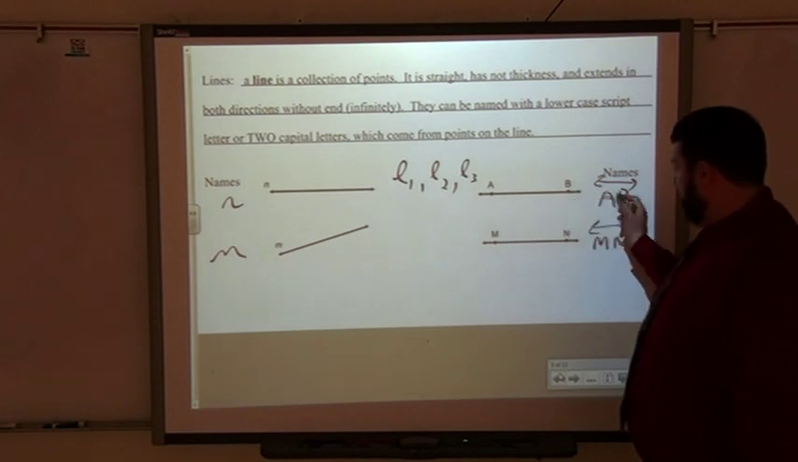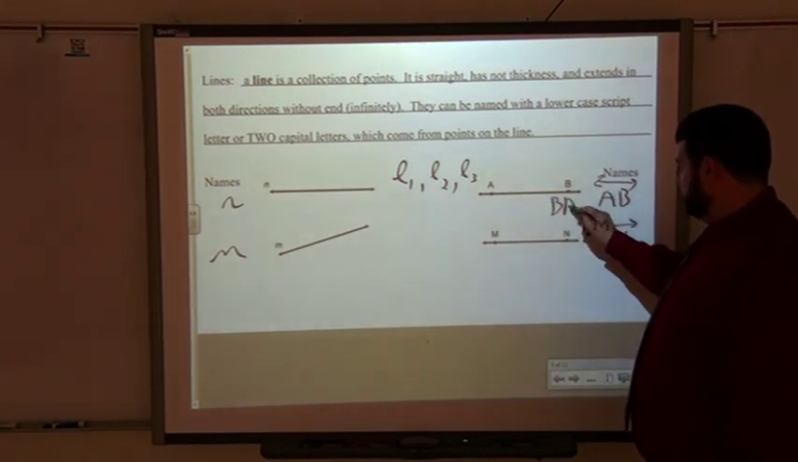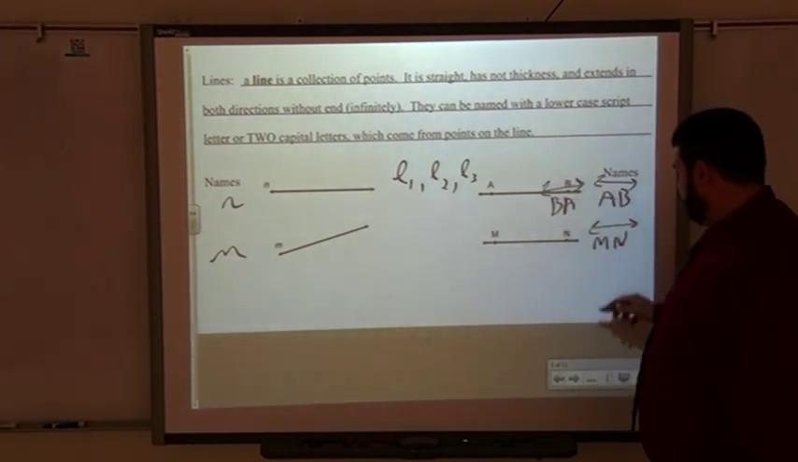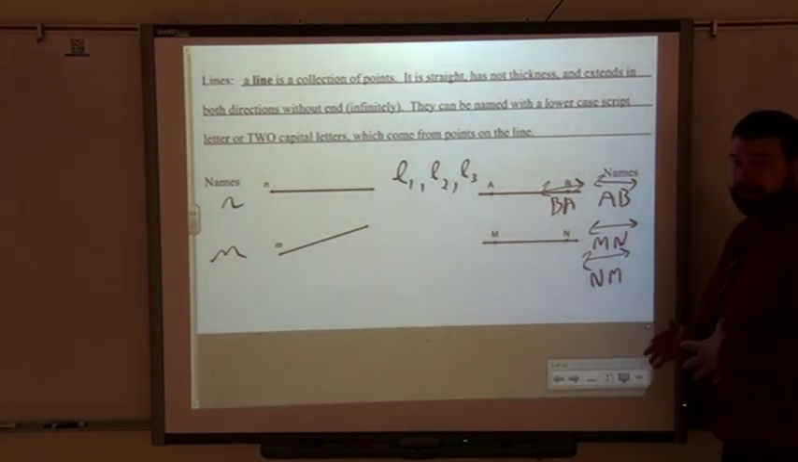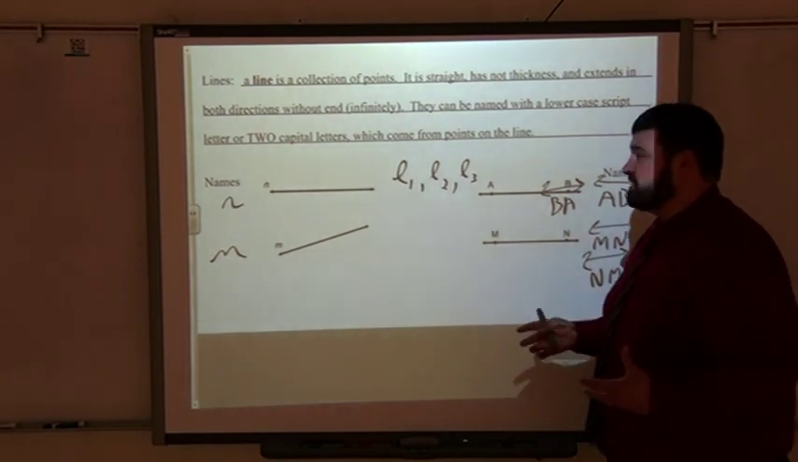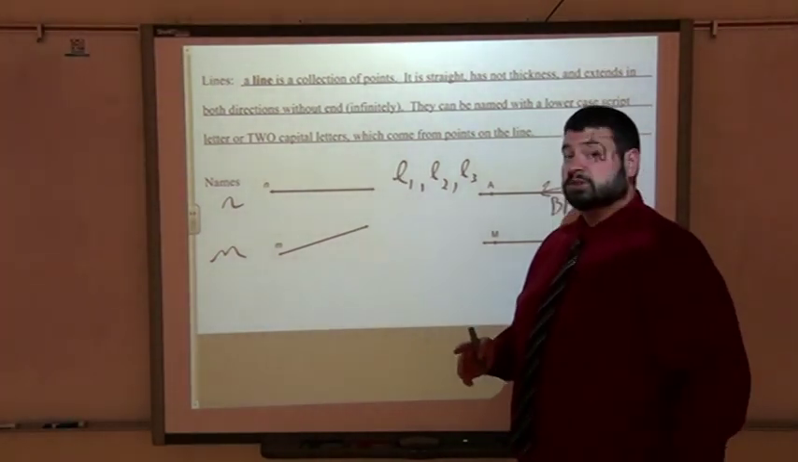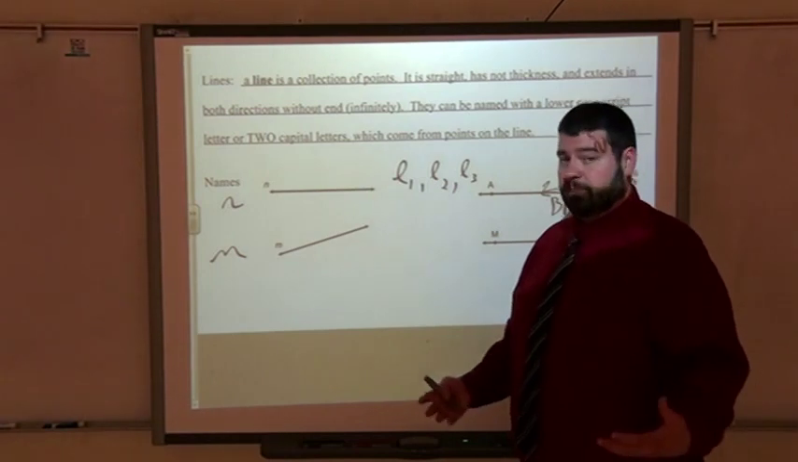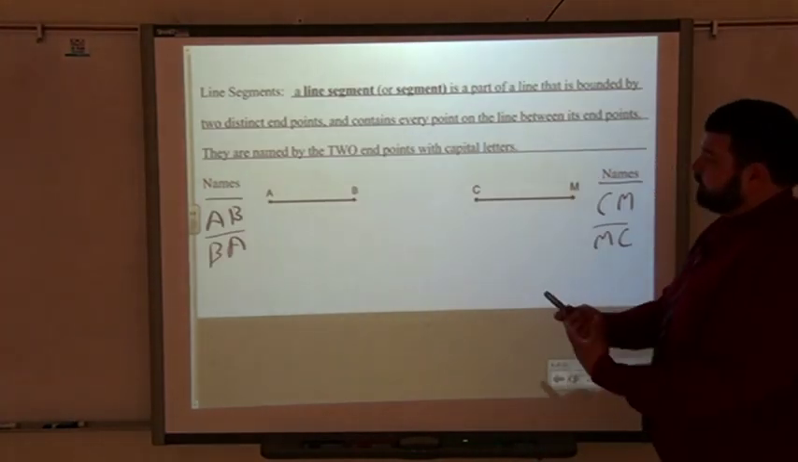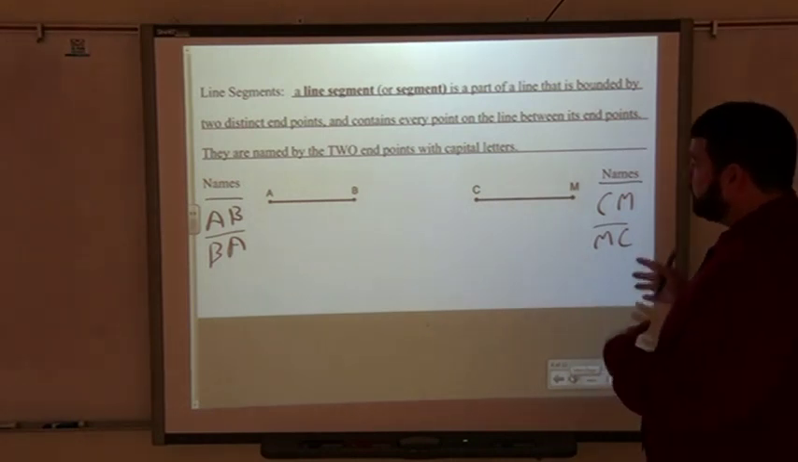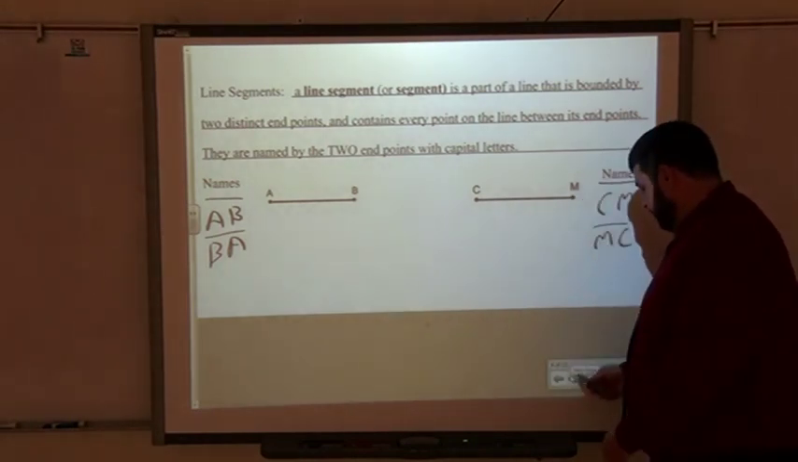I could say AB or BA with the line with double arrows on top, and MN or NM with double arrows on top. I don't have to go in alphabetical order. Okay? And sometimes, depending on how things are named in the future, you'll see I cannot go in alphabetical order. Sometimes my order is already determined for me. So for a line segment, we have to know to just put the plain old line on top.